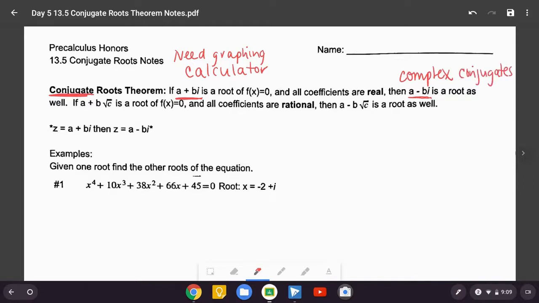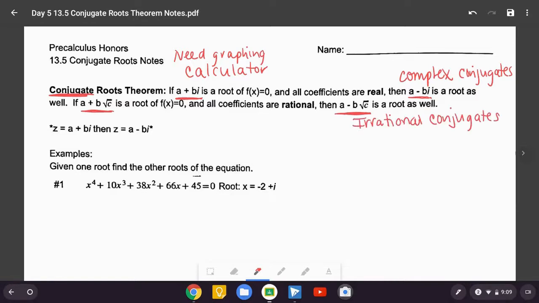But there are also irrational conjugates. So if a plus b root c is a root of the function f of x equals 0 and all the coefficients are rational, then a minus b root c is a root as well. So those are irrational conjugates.